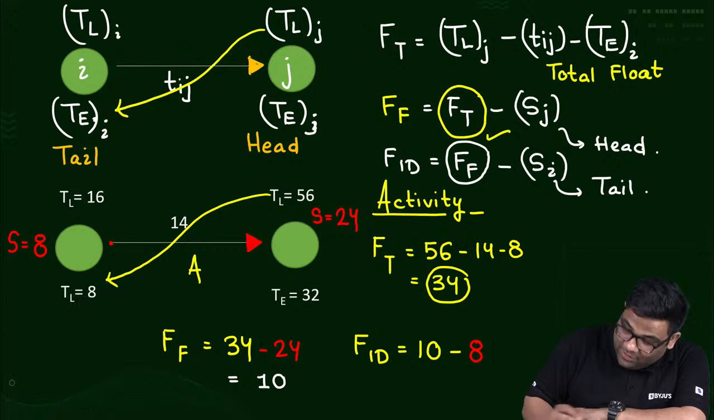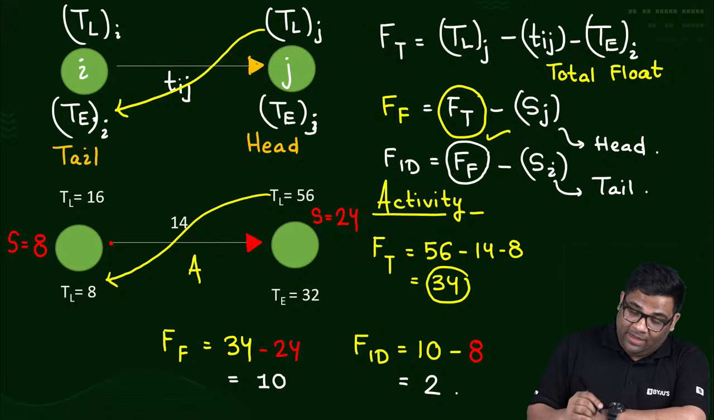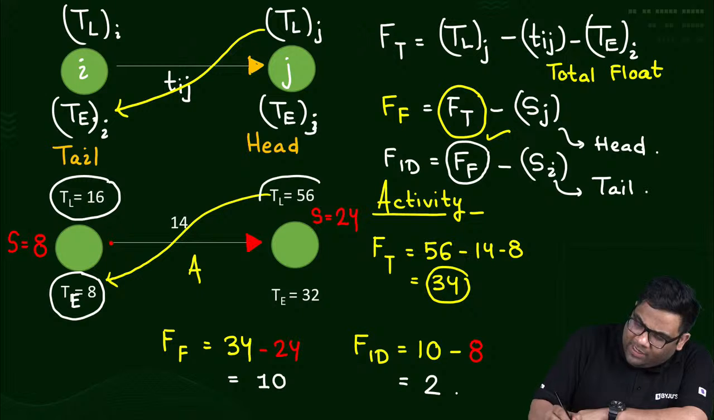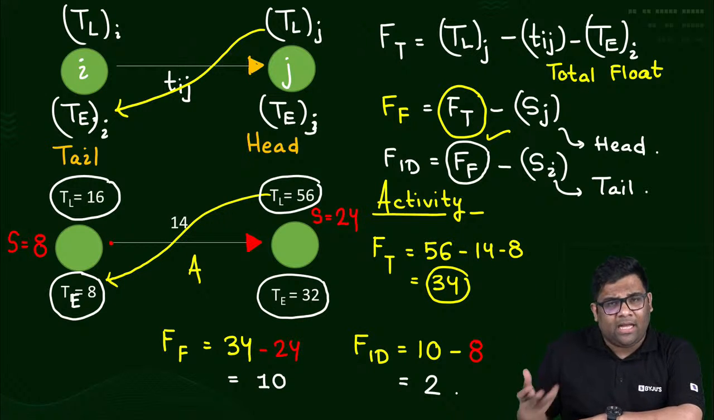You're getting 2. So for any activity, if I give you the TL and TE, this is actually TE, a misprint, and you know how to find out TL and TE in a network by now, right? I have already taught that.